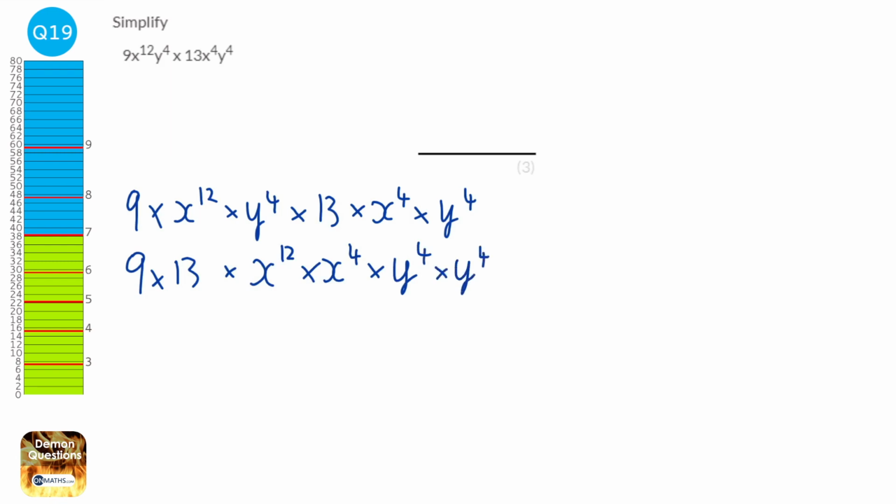So, first thing to do is 9 times 13, which is just 117. Then we've got x to the power of 12 times x to the power of 4. Now we know when we multiply two powers of the same base, and the base is x on both of those, we just add the powers. So it's 12 plus 4, which is 16. So it'll be x to the power of 16. And then y to the power of 4 times y to the power of 4, we just add them together, so it's y to the power of 8.